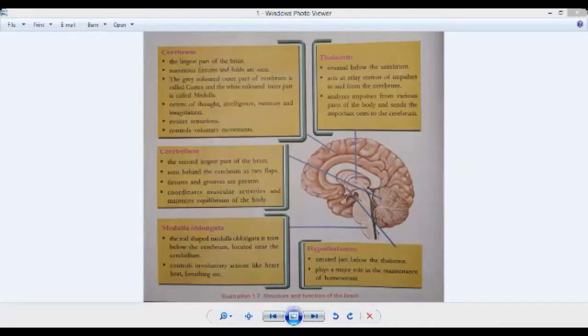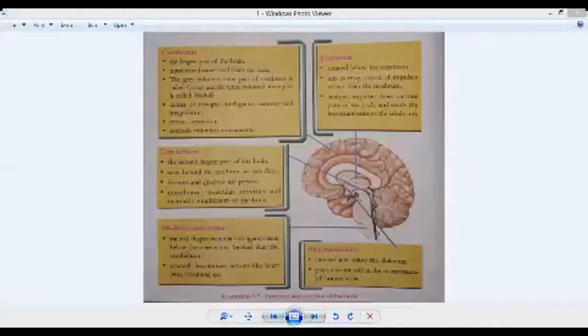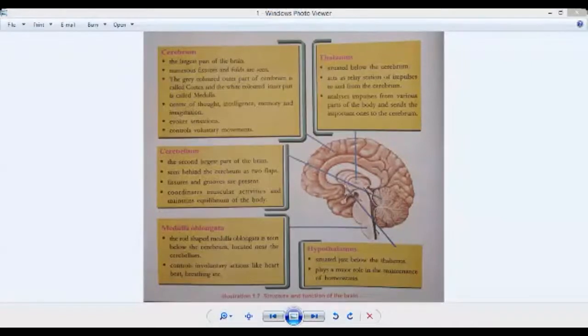And in the last class, we have studied about the gray matter and white matter. Gray matter means what? The gray-colored outer part, the cortex. What is present? Non-myelinated neurons are present in abundance. That's why it's gray in color. And in the white matter, the inner part, myelinated neurons are present. That's why it's white in color. And the inner part is called the medulla.